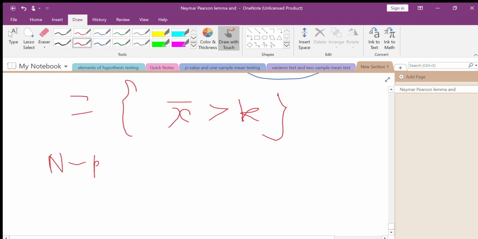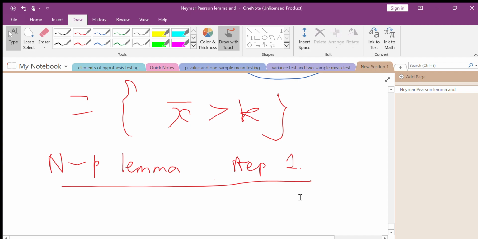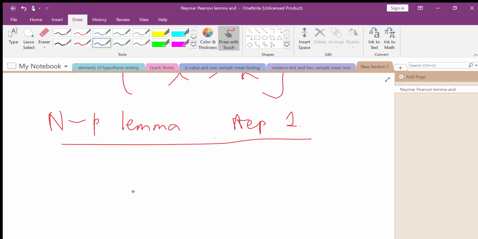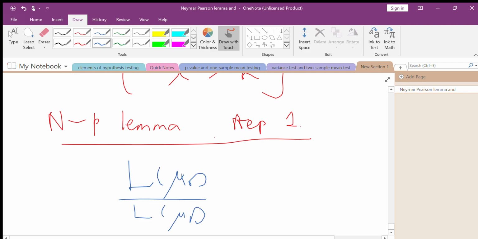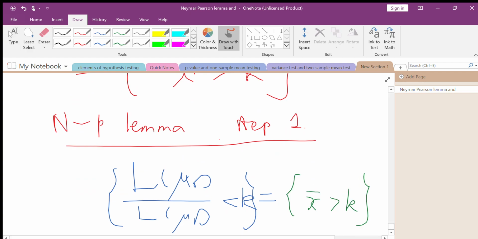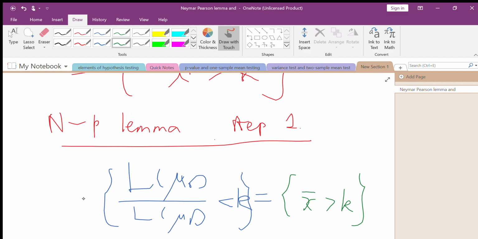So the Neyman-Pearson lemma, step 1. In step 1, in this specific case, we got what? We got the likelihood of mu0 divided by likelihood of mu1 less than k. In the sense of set equation, it is just x bar greater than k. So this is the first part of the application of Neyman-Pearson lemma in this specific case.